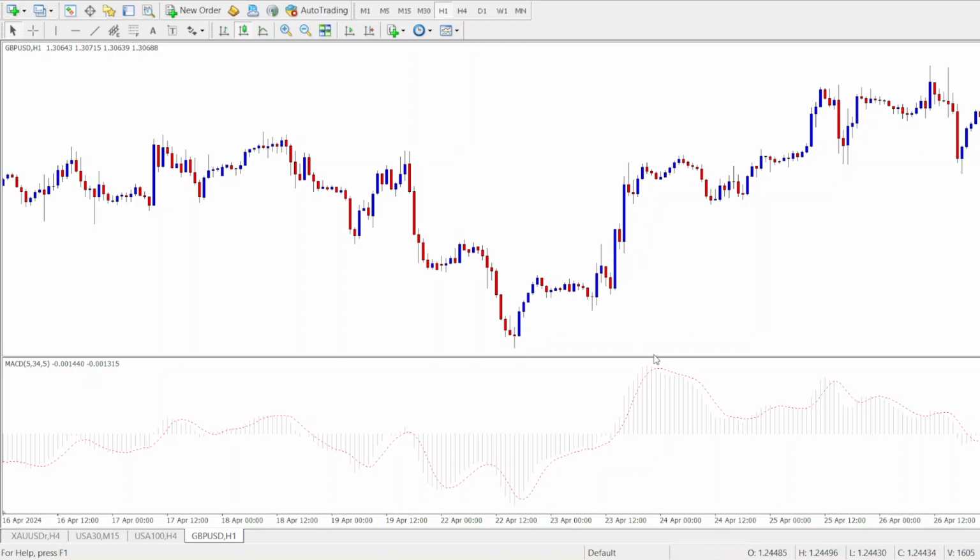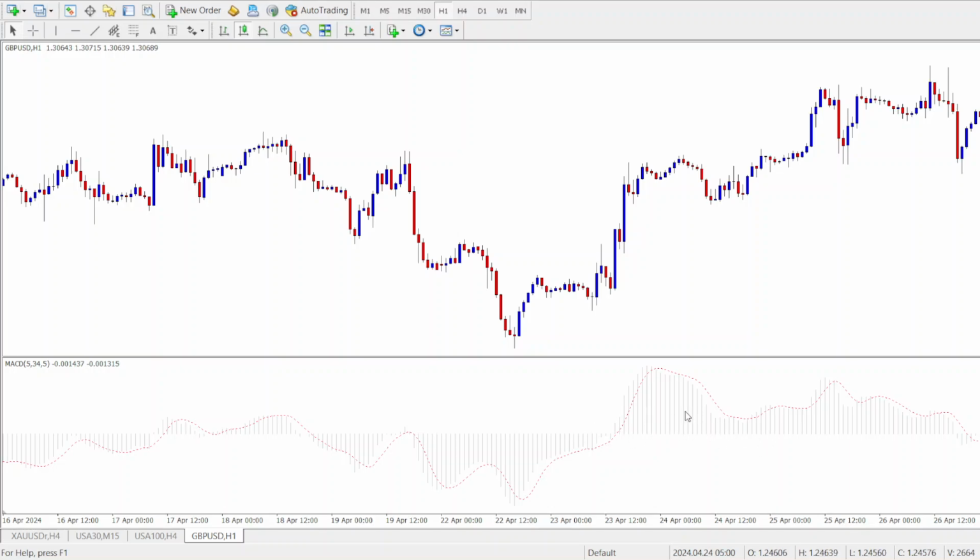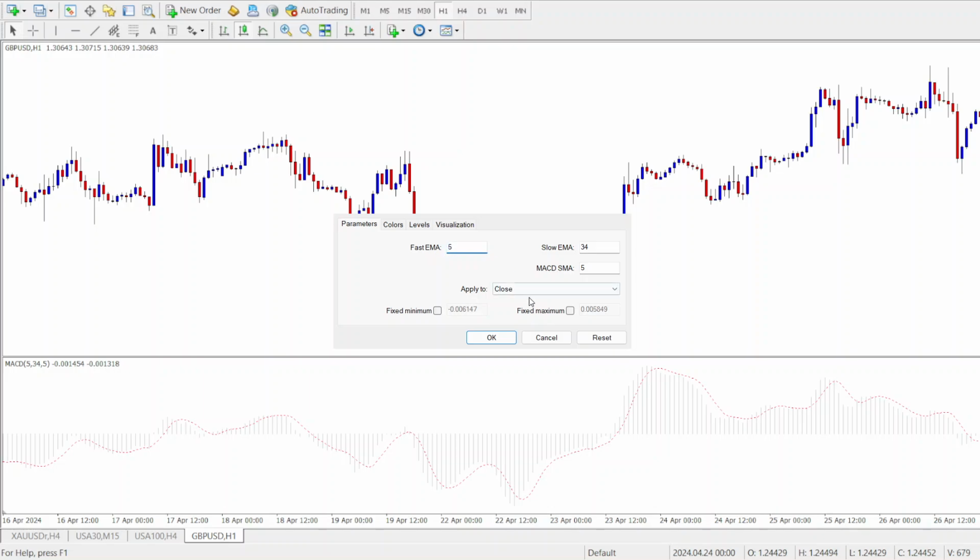Okay, now the MACD line. You can see that the parameters of the MACD are as follows. We have the fast EMA, the slow EMA, and MACD SMA, and these all make up what we see here. The MACD line is the difference between a fast moving average, you can see this is the fast moving average, in these particular settings we are using period 5, and the slow moving average. It is the difference that gives us the MACD line.